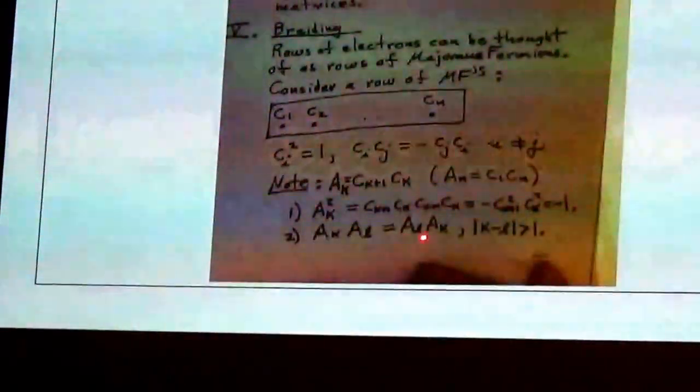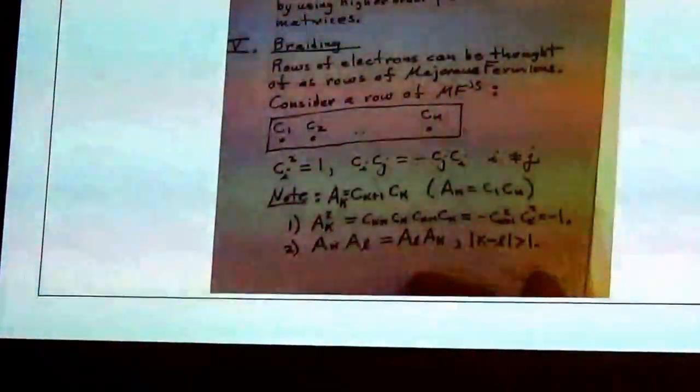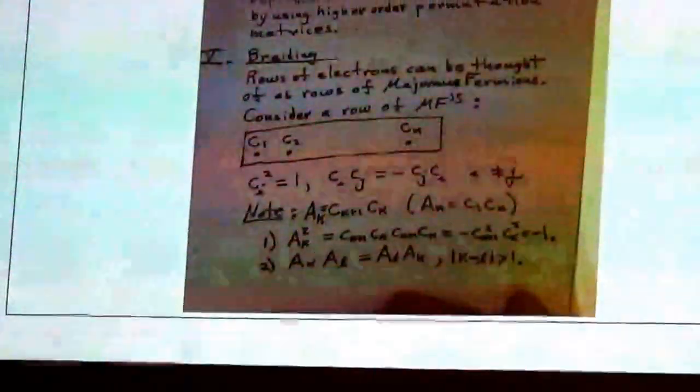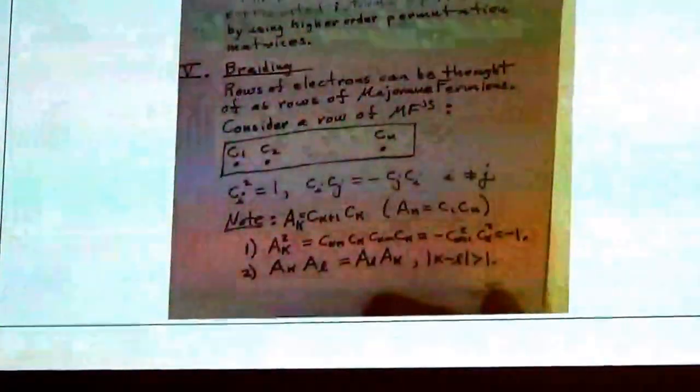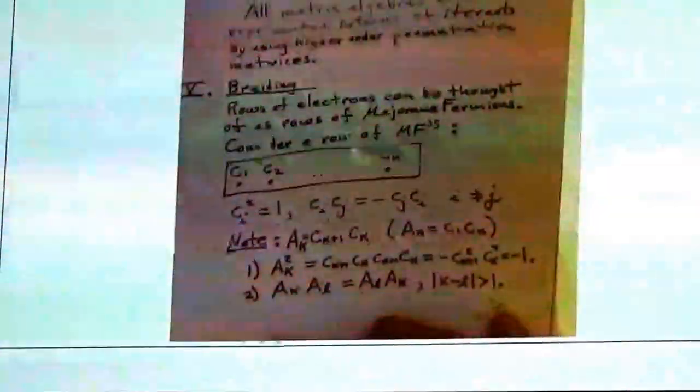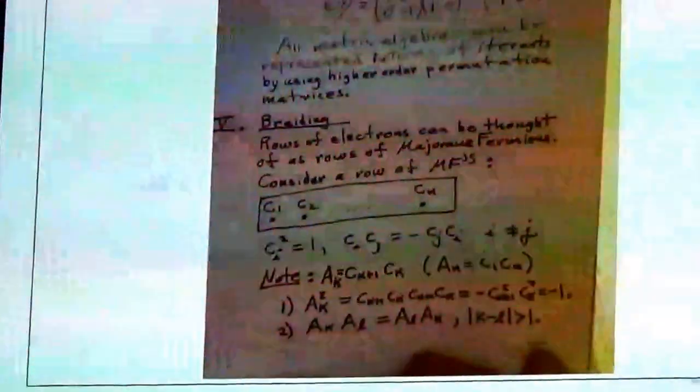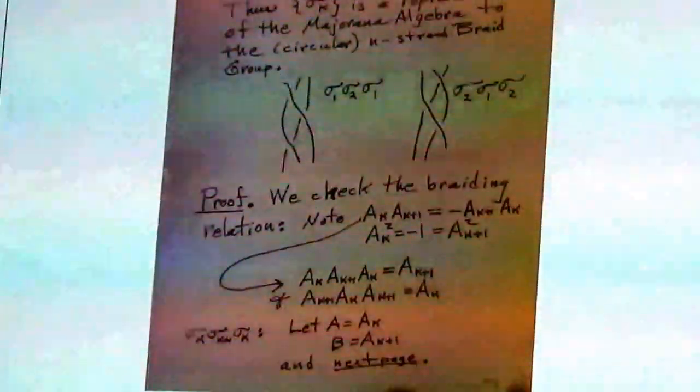And the Ak, Al commute when they're far apart. So you have that algebra structure. It's kind of like the quaternions, a lot of square roots of minus 1, and when they're near one another, they do something, but when they're far away, they commute with one another. Now let sigma k be equal to 1 plus Ak over the root 2.